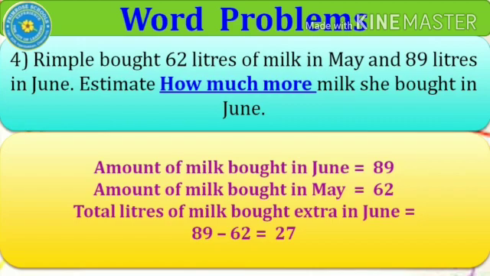Let us now write down the statements. Amount of milk bought in June is 89. Amount of milk bought in May is 62. Total liters of milk bought extra in June is 89 minus 62, which is 27. Good job, children. We have now completed the exercise.